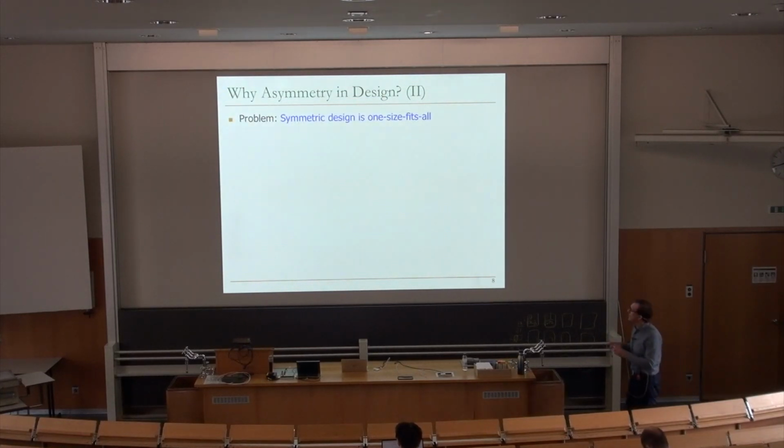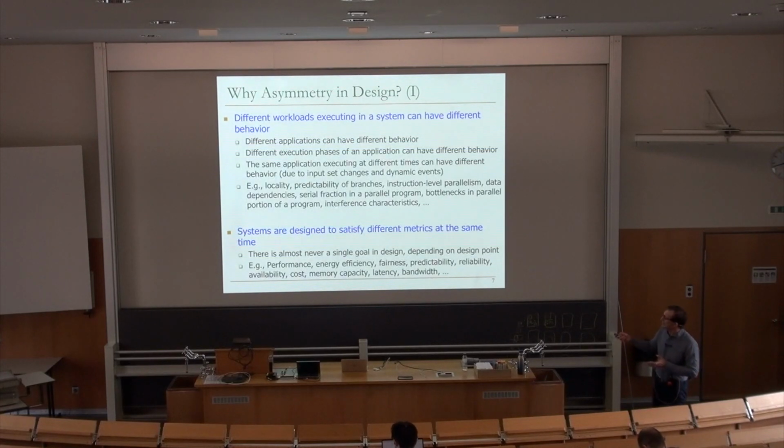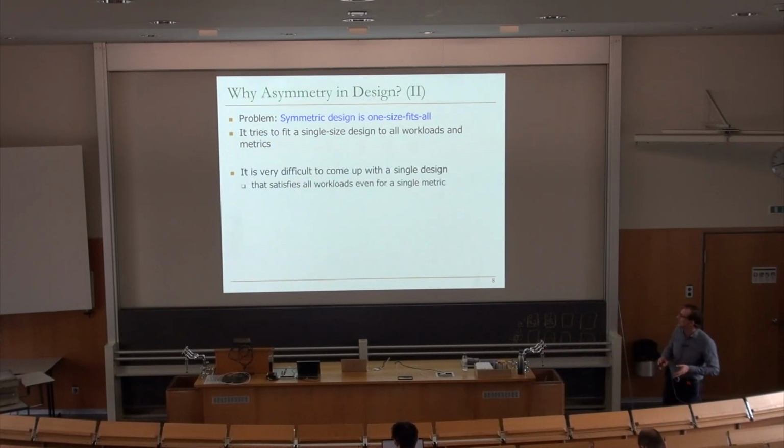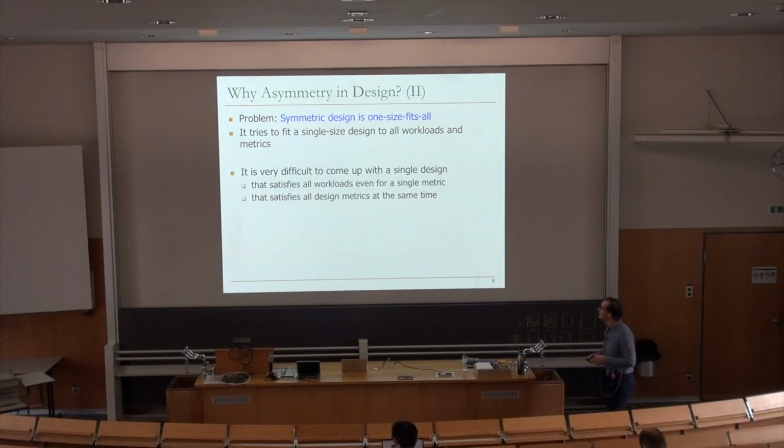Okay, so basically the problem is symmetric design is a design that's one size fits all. That's basically not adaptive to either of these, right? You have the symmetric resources. It tries to fit a single size design to all workloads and metrics. But it's very difficult to come up with a single design that satisfies all workloads, even for a single metric, actually. And we've seen this before, right? Clearly, if you design a general purpose processor, it's not going to satisfy all workloads. And also, it's very difficult to come up with a design that satisfies all different design metrics at the same time.